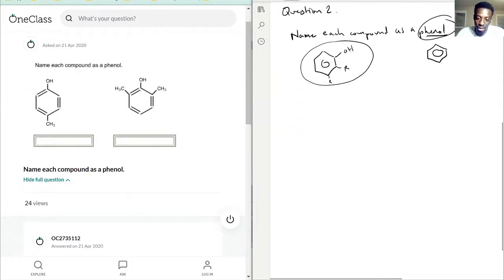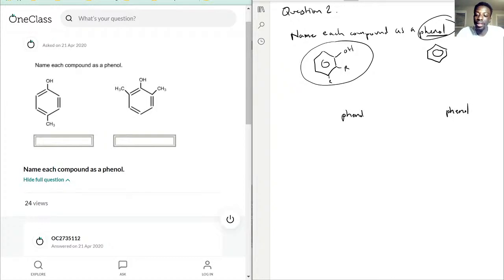So let's just write at the top, because we know it's going to end with phenol for 2 of them. I'm going to put a phenol here and a phenol here, give it some space. All right, and now we're going to draw these compounds.